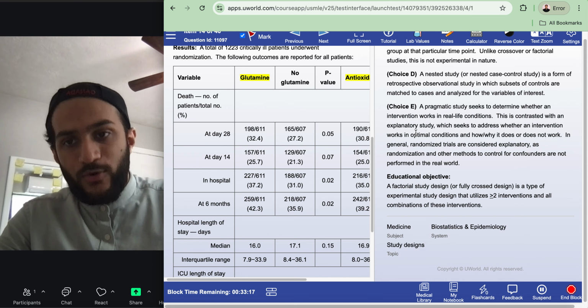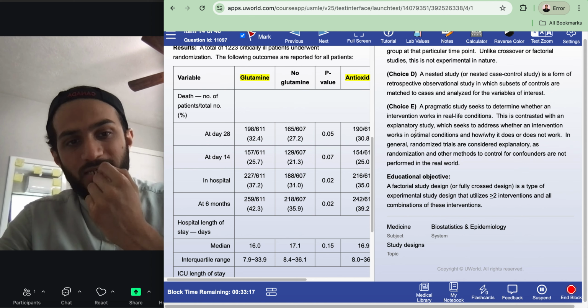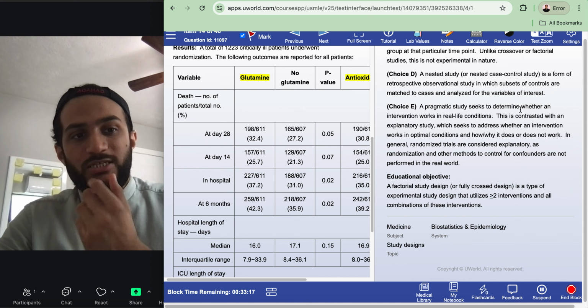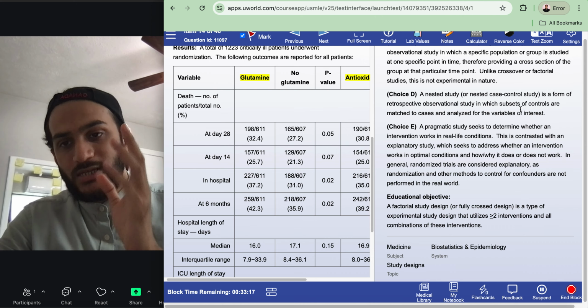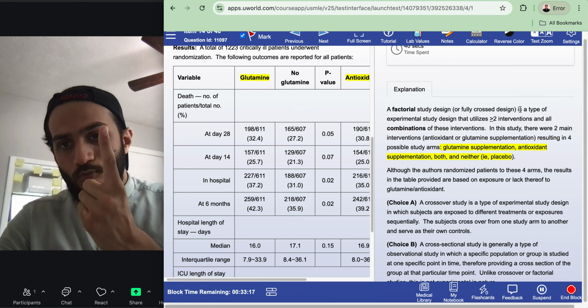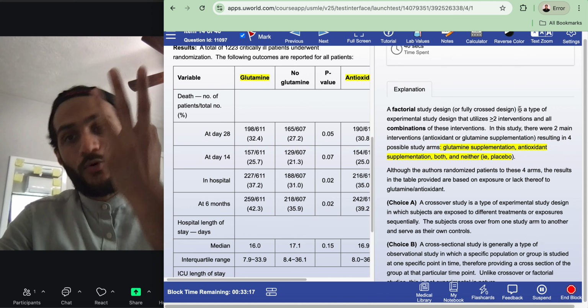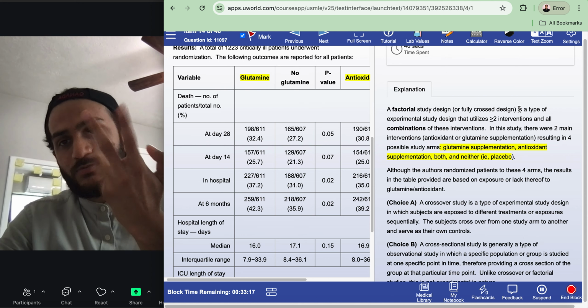Okay, factorial study design is a type of experimental study design that uses more than two interventions and all combinations of these interventions. Basically, I'll explain it to you. Factorial basically means you're going to be using your one group, second group, you can use both of them, or you can just use a placebo. So it's like a four group kind of thing. Factorial is basically four group.